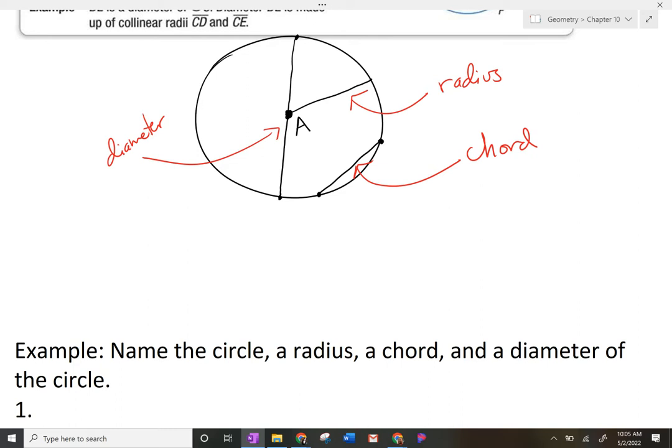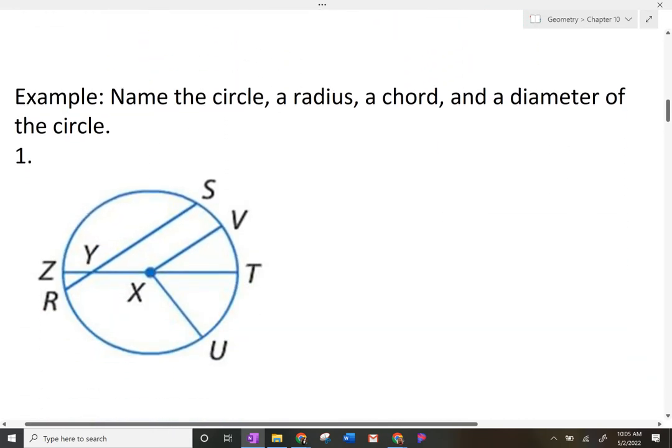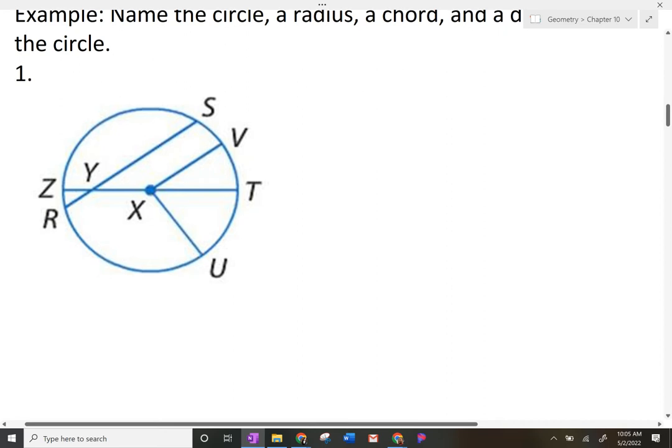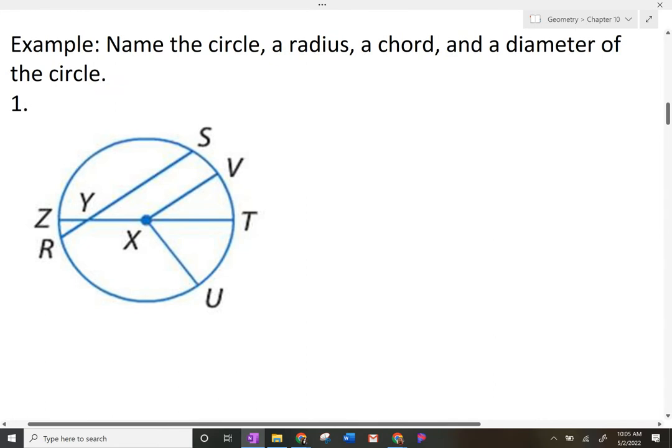A radius goes from the center to one of those outsides. So no matter what, the radius is going to have that letter. That's part of it. And then we're going to deal with chords and then diameters. So again, lots of stuff is going on in this picture. I'll give you a chance to draw it if you'd like, and then we will talk about it.